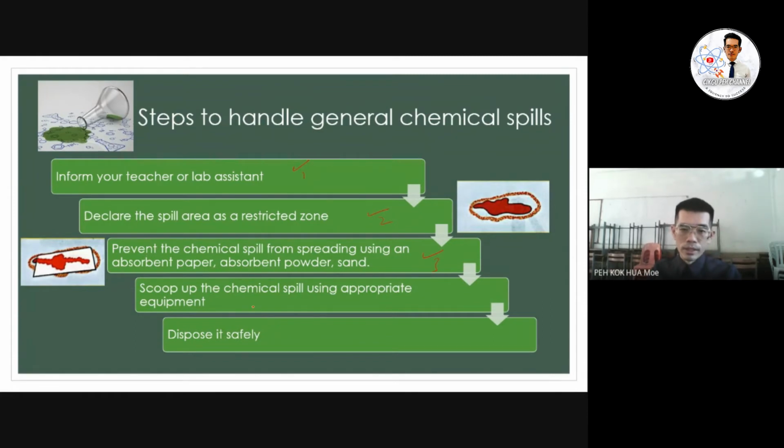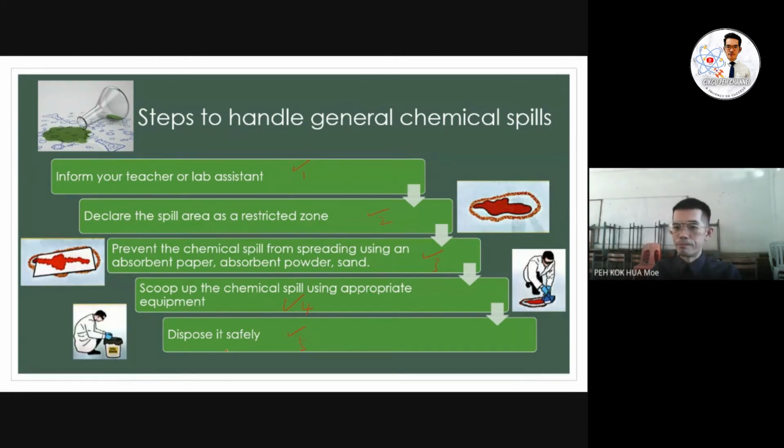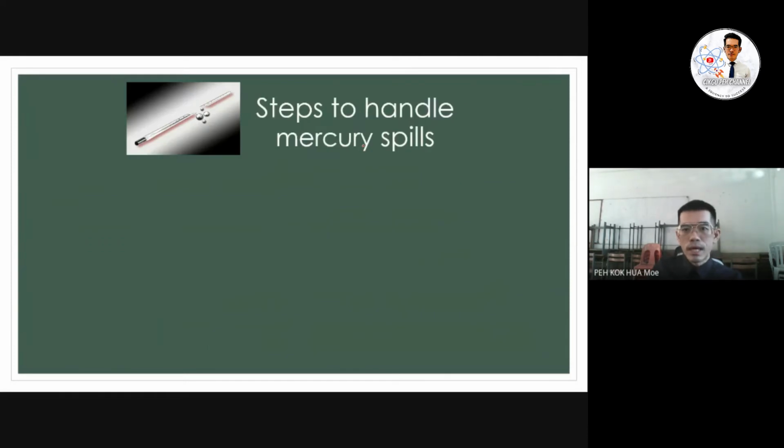Then step number 4 is to scoop up the chemical spill using appropriate equipment, just like in the figure here. And then the last step is to dispose of it safely. So these are the 5 steps you have to understand when you are handling a general chemical spill. And the next will be the steps to handle a mercury spill.